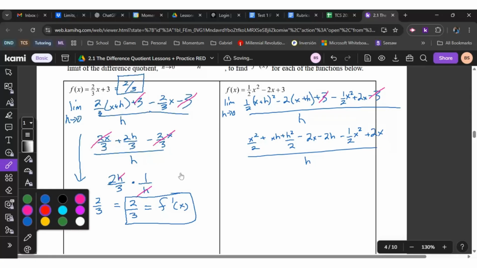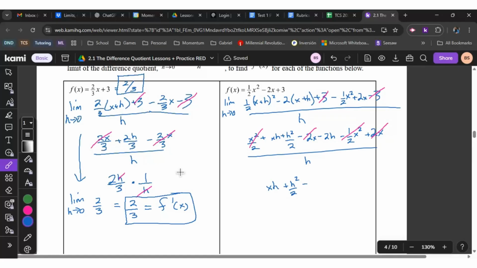Does anything else cancel? Yes, that's 2x's. Negative 2x, positive 2x, what else? X squared divided by 2. Yeah, x squared divided by 2 and negative x squared divided by 2. Now the only thing that's left is stuff with h's. So I get xh plus h squared over 2 minus 2h. And instead of dividing by h, I can multiply this whole thing by 1 over h, right? Keep, change, flip.